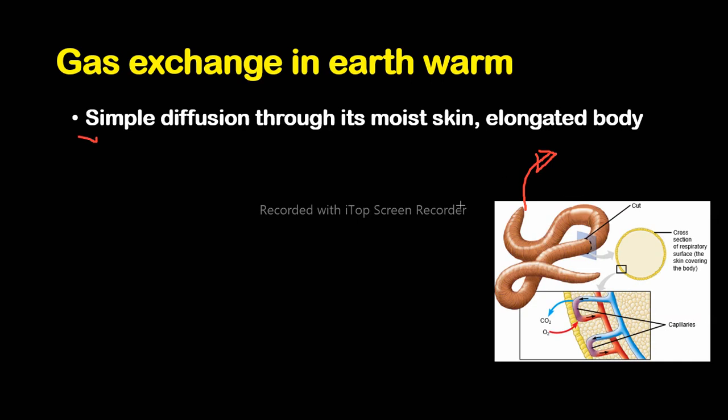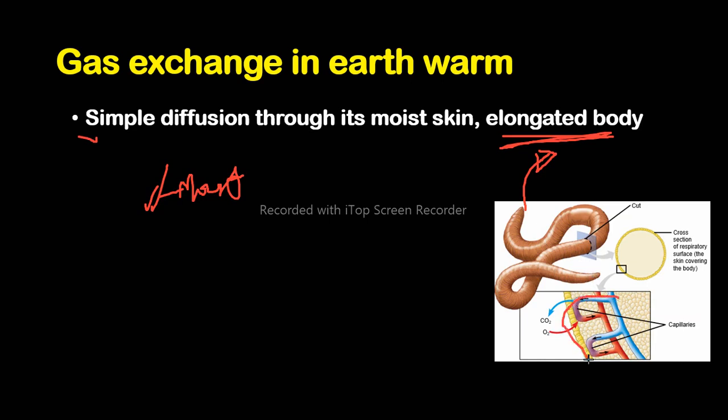Number one, the skin is always moist. If you know the earthworm, you can bear witness to this point. Why is it moist? To dissolve the respiratory gases easily, and so you increase the rate at which these gases diffuse. Otherwise, they can't diffuse on a dry skin. So they can carry out gas exchange across their skin. Two, they have elongated bodies. This elongation increases the surface area over which gas exchange occurs.